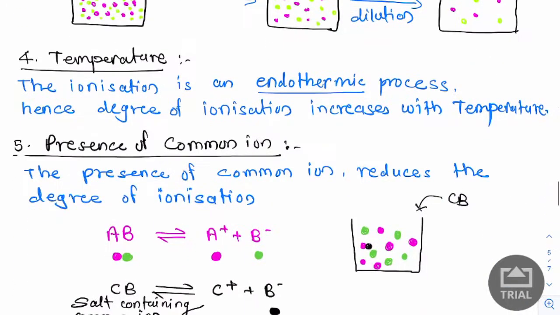The fourth factor is temperature. Ionization is an endothermic process. What is an endothermic process? Endothermic means the process in which heat is absorbed, and exothermic means heat is evolved. So for such dissolution, the degree of ionization increases with temperature. When T increases, alpha also increases.